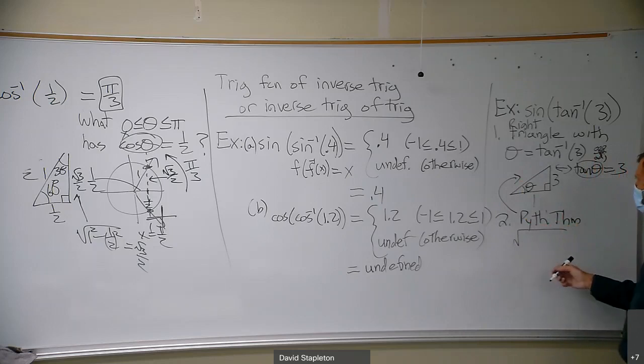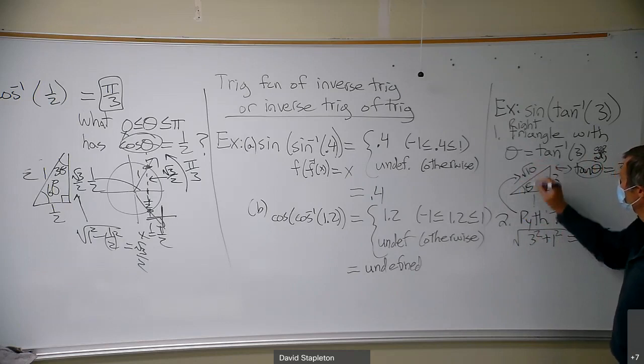I told you we'd use it all semester, right? Square root of 3 squared plus 1 squared. Root sum square of the legs is square root of 10. Reduce that if you can. In this case, you can't. So the last side here is square root 10.